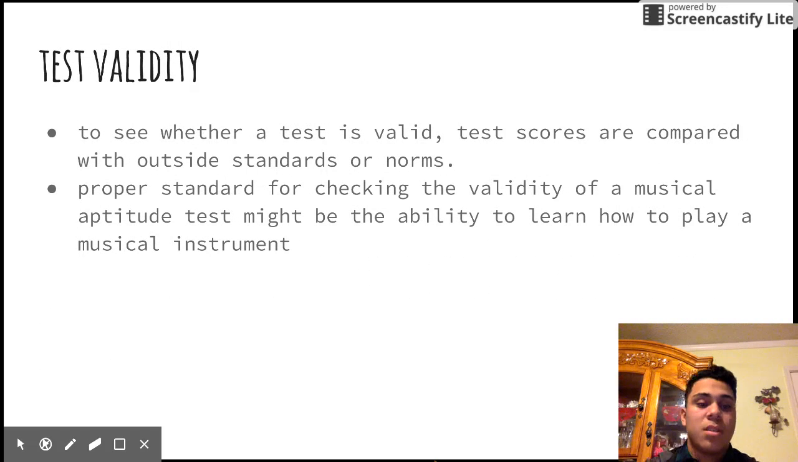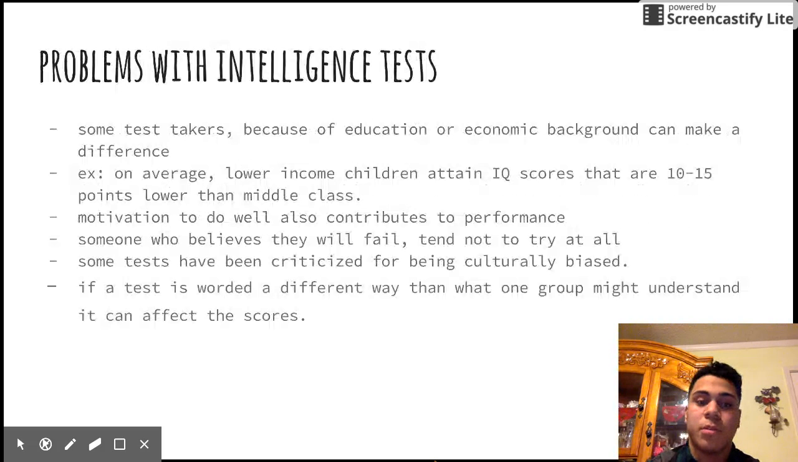Test validity. To see whether a test is valid, scores are compared with outside standards or norms. Proper standards for checking the validity of a musical aptitude test might be the ability to learn how to play a musical instrument. Problems with intelligence tests.